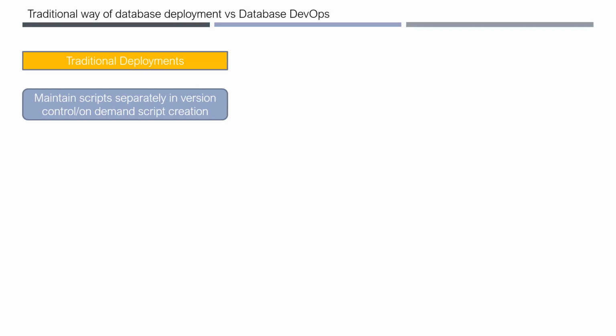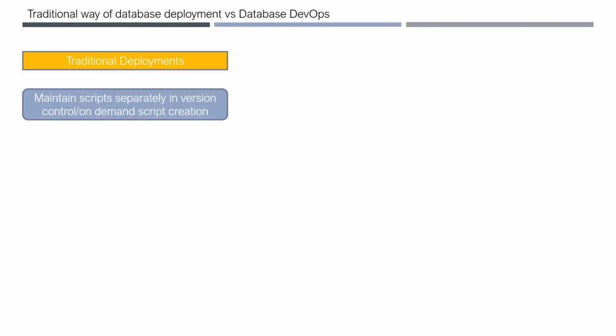We maintain the scripts, but they will not be in Git or any version control mechanism. Basically, mostly they will be in the database engine itself, so you will not keep them separately. If you are a mature organization, what people do is generate the scripts and keep them in some version control, but they don't do version controlling. They just keep them in the version control system.